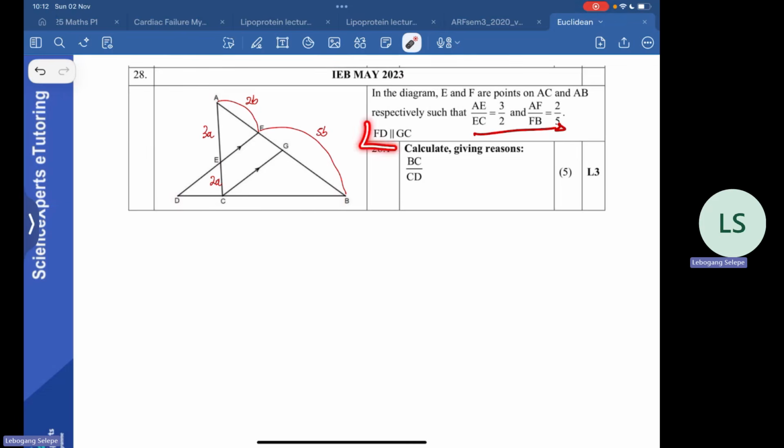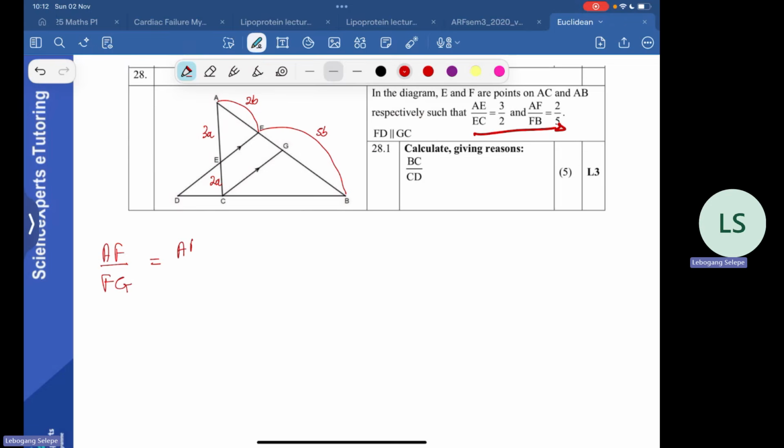We are also given that FD is parallel to GC. For the fact that we have parallel lines in triangles, we can therefore take out proportionalities. By taking a look at this triangle here, we can see that this over that is equal to this over that. So let's indicate it. AF over FG is also equal to AE over EC. Now it's also equal to what? 2 over 3 or 3 over 2?